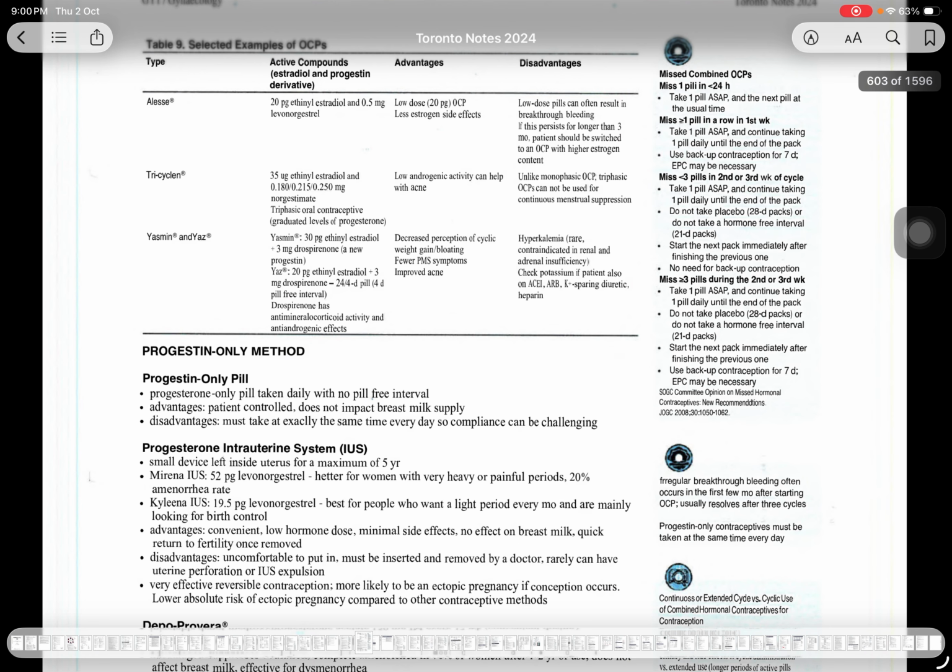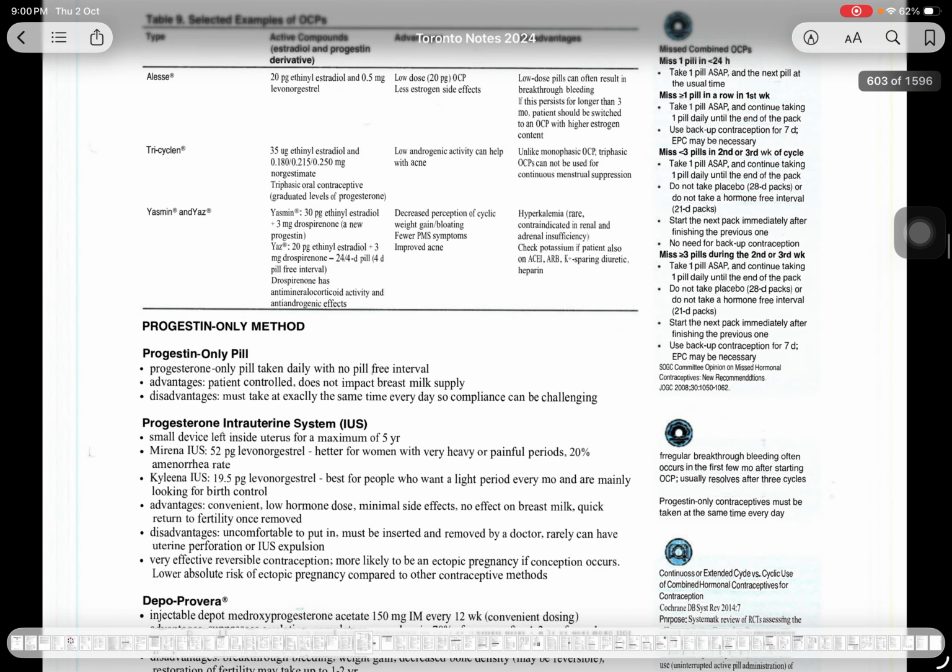So depending on the concentration of estrogen and progesterone, that's how you need to decide which medications you are going to prescribe or suggest to your patient. Now, what are the disadvantages of using Elise? Elise low dose pills can often result in breakthrough bleeding. If this persists for longer than 3 months, the patient should be switched to an OCP with higher estrogen content. So this one has a low dose estrogen. If the patient is consistently having breakthrough bleeding and her cycles are not regular within 3 months, she can then switch to another higher estrogen content OCP.